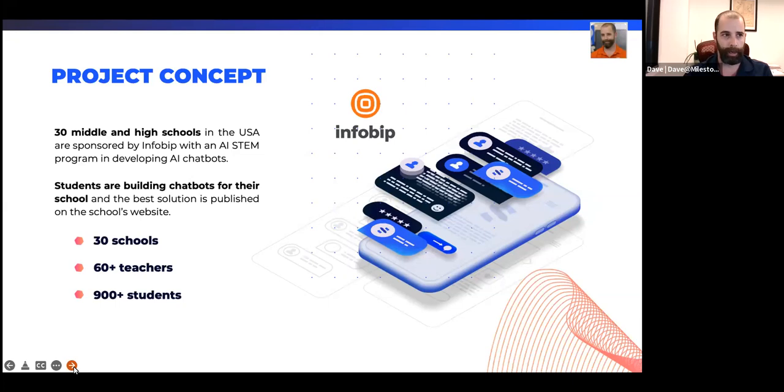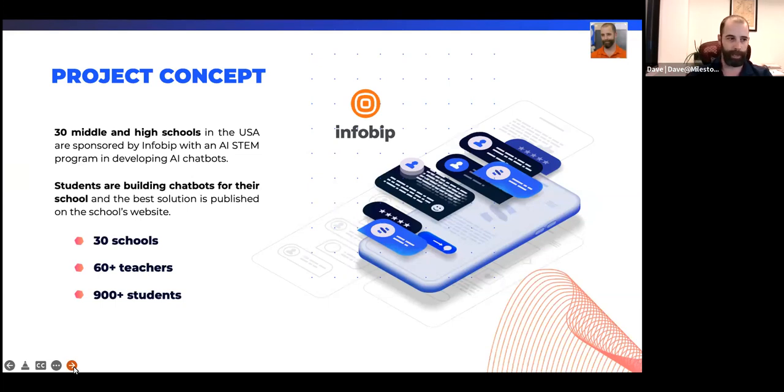So not only is that a driving force where they're going to compete with each other, and they know their peers are going to see their chatbot, which is the competition piece where the kids really get some great work done, knowing their peers are going to see it. They're competing for the best chatbot. So we'll select the best chatbots, and the schools can put them on their website for people to use.